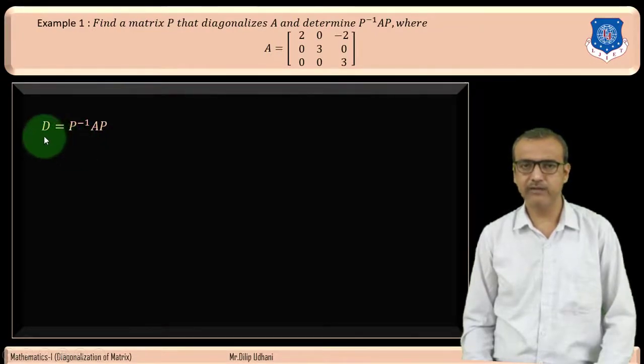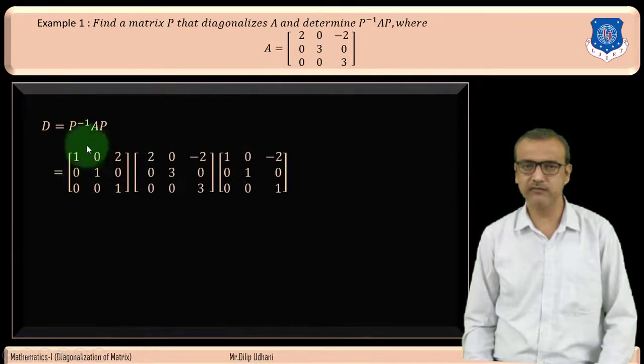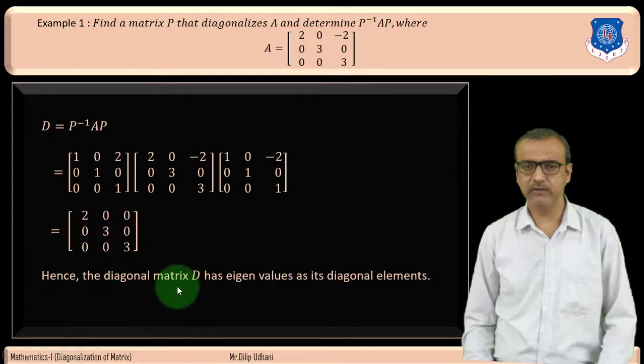Now we know that the diagonal matrix D equals P inverse A P. Now we have P inverse, A and P. We will find the multiplication of all these three matrices: this matrix is P inverse, this matrix is A, and this matrix is P. Multiplying them to evaluate the matrix D, which is the diagonal matrix, we get 2 0 0, 0 3 0, 0 0 3, and these values are the eigenvalues of the given matrix. Hence the diagonal matrix D has eigenvalues as its diagonal elements.